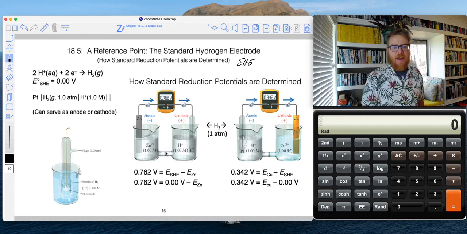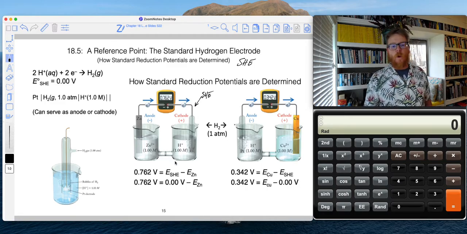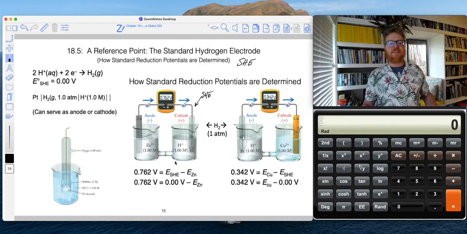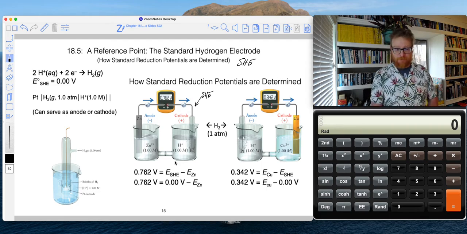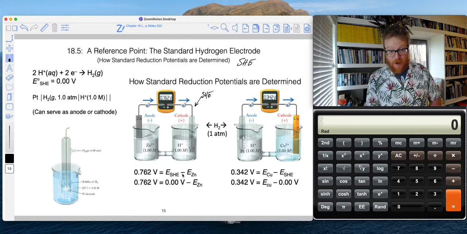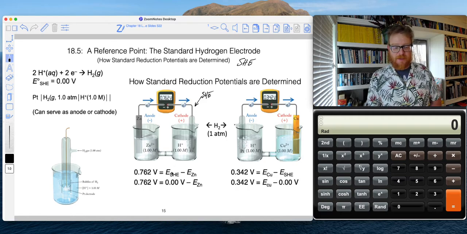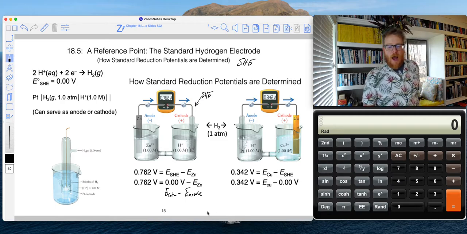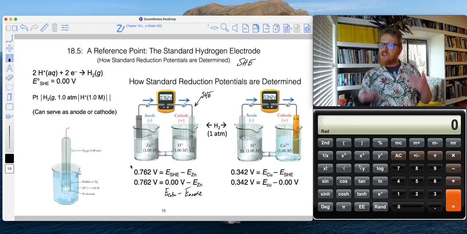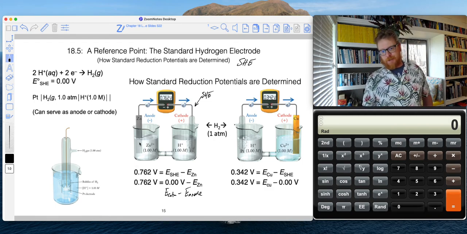So in this case here, this is my SHE. If I make the SHE the cathode and combine that with an anode, specifically an anode that's going to have a positive cell potential as an oxidation reaction, because we want it to be spontaneous, we want this to be a positive number, right? When I have the SHE minus this thing, so this is cathode minus anode, I'll write that down: E cath minus E anode. Then we get that 0.762 volts, which is the cell potential of the zinc half reaction, okay?